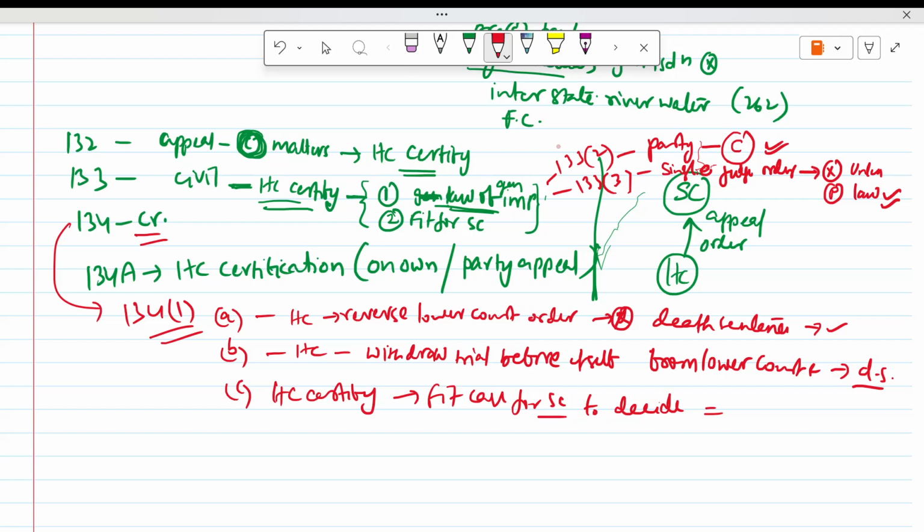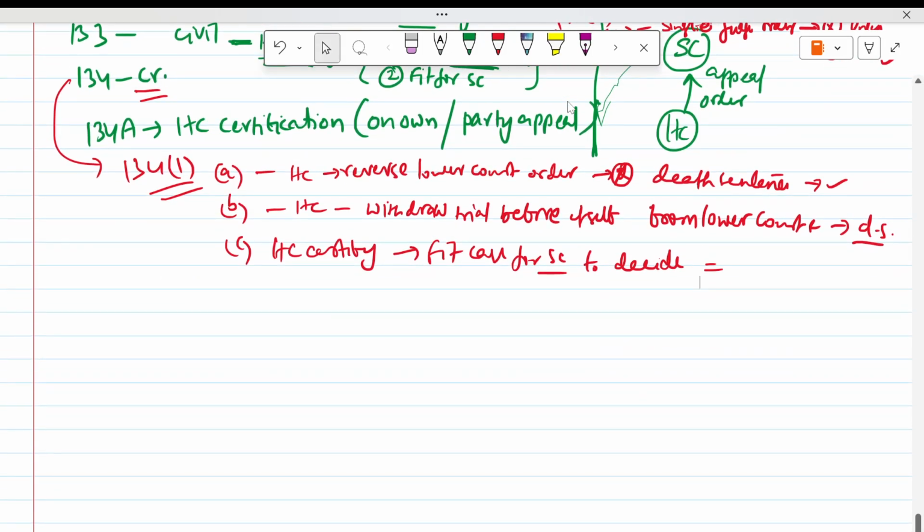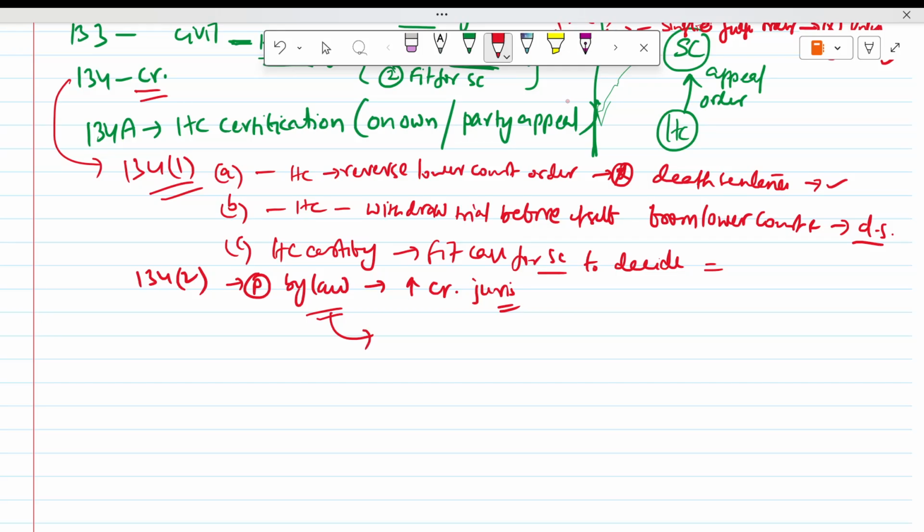In Article 134(1)(c), if the High Court certifies it is a fit case for the Supreme Court to decide, then also criminal appeal lies. Then 134(2) says, this is important, Parliament by law can increase the criminal jurisdiction. So accordingly, Parliament has created the law and it imposed two more conditions. If the High Court reverses an order and imposes life imprisonment or 10 years imprisonment, then also criminal appeal is there.